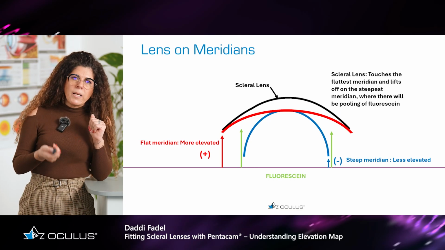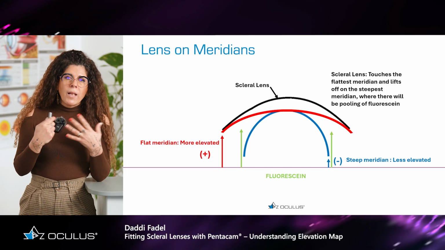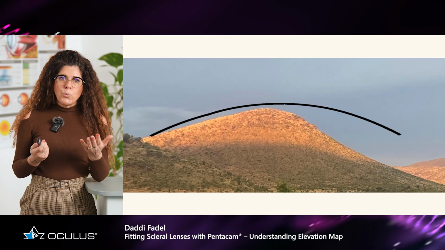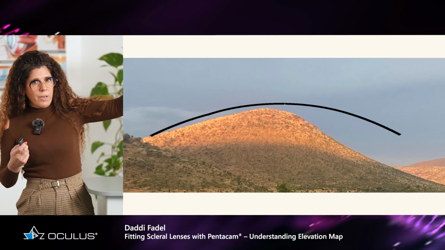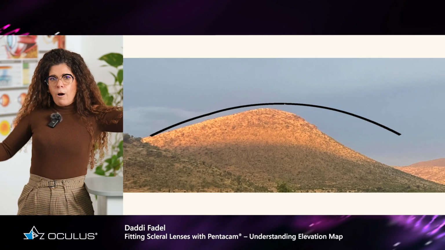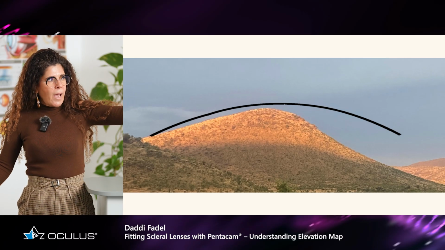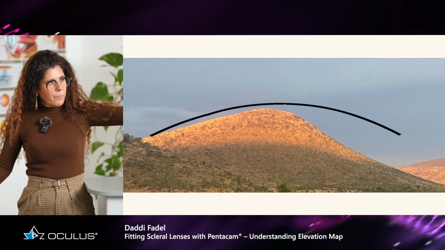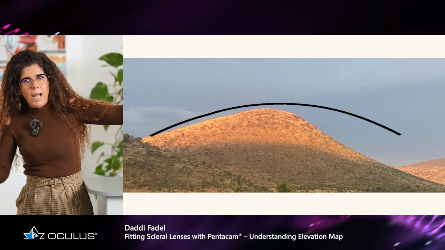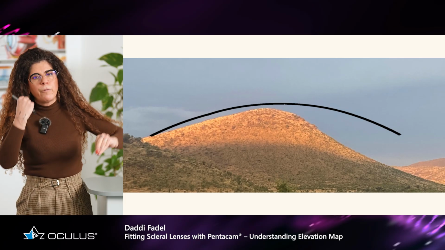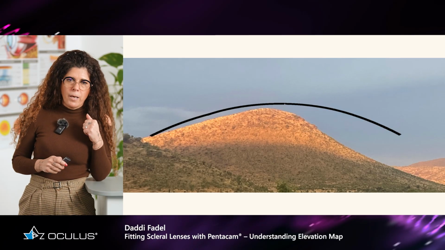Now, when you are applying scleral lenses on such asymmetry, how will the lens behave? The lens will be touching the quadrant or meridian that is highest in elevation and will be lifting off on the quadrant that is less elevated. Now you may have compression on the quadrant higher in elevation, and in the opposite quadrant, the less elevated, you will have edge lifting and accumulation of fluorescein behind the lens.